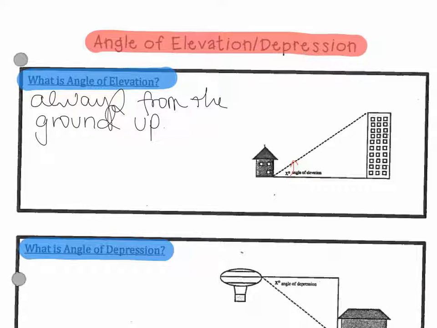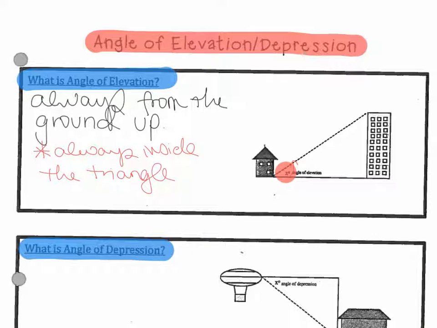So when you're looking up at a building or you're looking up at a tree, angle of elevation is always measured from the ground up. Notice it's this variable x right there. Okay, that's your angle of elevation. Another fun fact, angle of elevation is always inside the triangle. Okay, so with angle of elevation, it's always inside the triangle. It's always from the ground up.